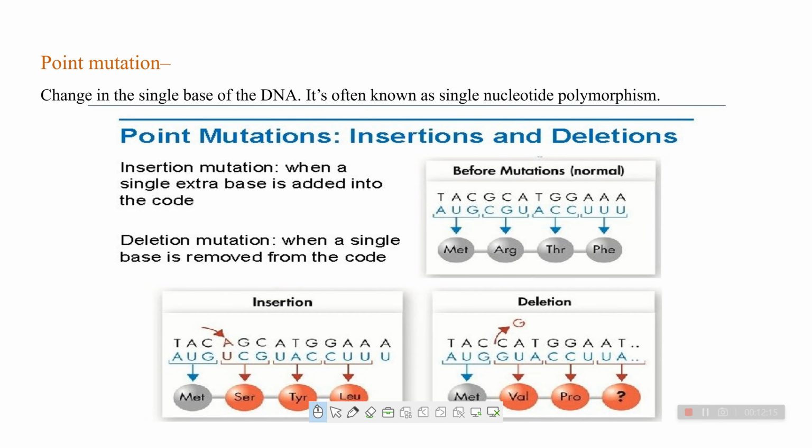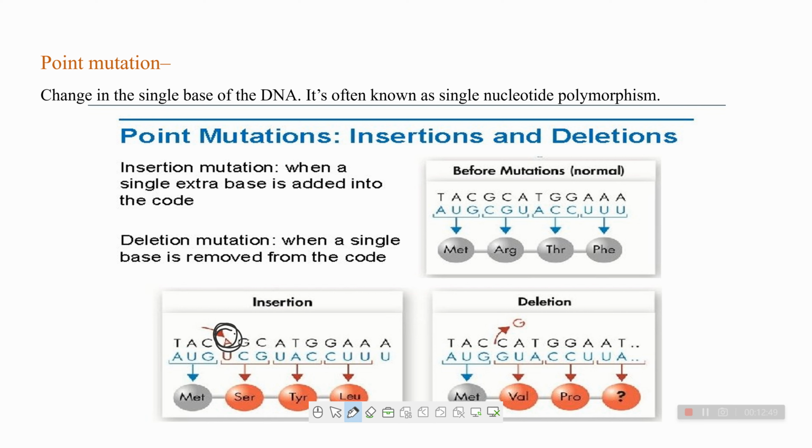So the first mutation is point mutation. What is point mutation? Point mutation means there is a change in a single base of the DNA. So this is the sequence of the DNA: TA, CA, CG, TA. If there is a change in a single base, meaning a change in this A.